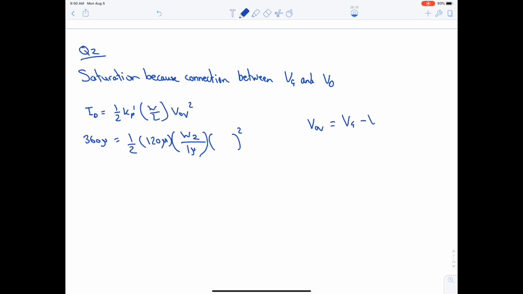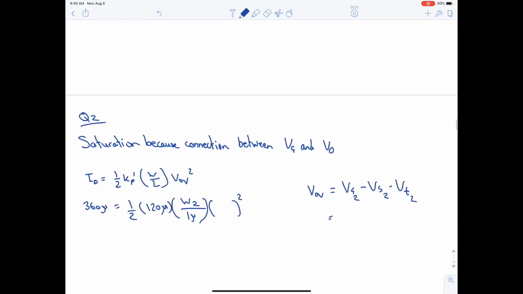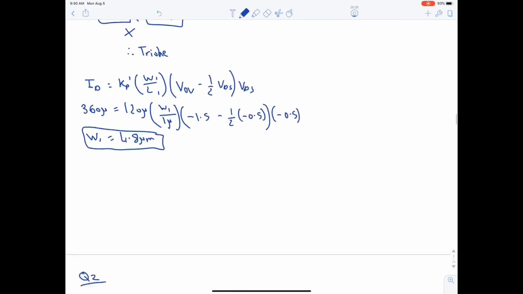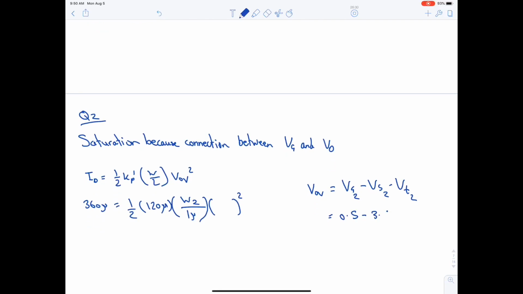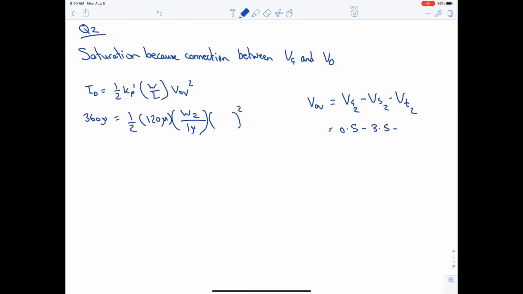It's VG minus VS minus VT. VG2 is 0.5. VS2 is 3.5. VT2 is minus 1. And this will give us minus 2. Okay, minus 2. So W2 will end up with 1.5 micrometer. Okay, Q3.